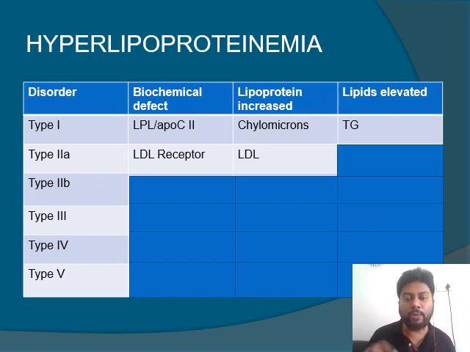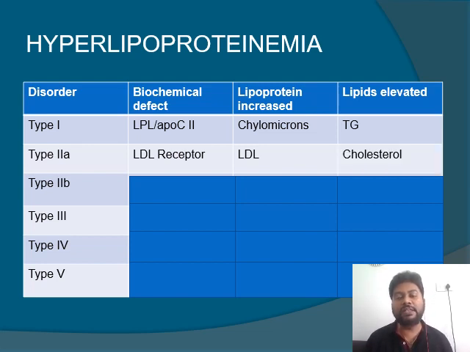So, here in type 2A, it is LDL that will be accumulating in the blood. If LDL is accumulating, LDL is rich in cholesterol. So, the major lipid elevated in this condition will be cholesterol. That is why this condition is also called familial hypercholesterolemia. Type 2A hyperlipoproteinemia is also called familial hypercholesterolemia. Next, coming to type 2B.